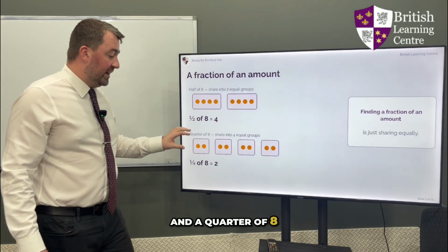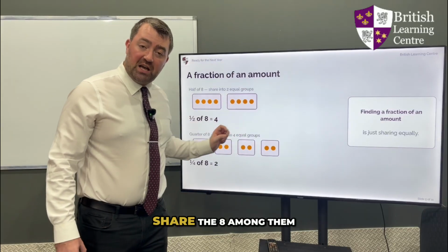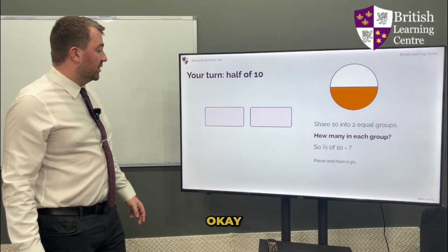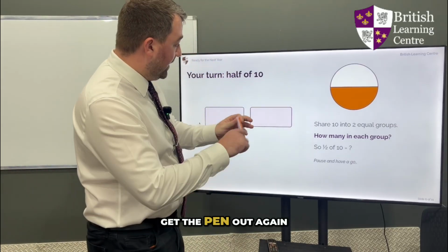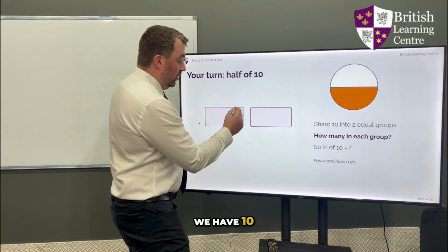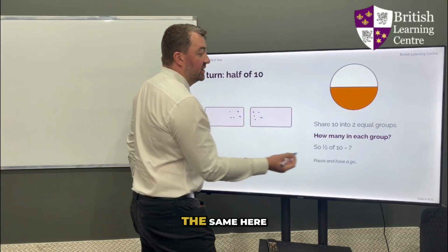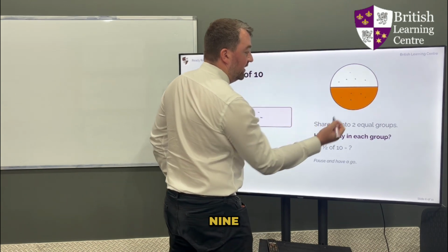And a quarter of 8. Now the children would be taught we have the 4 parts, share the 8 among them. You'll be left with the answer of 2, okay? Half of 10, okay. Get the pen out again. We have 10. 1, 2, 3, 4, 5, 6, 7, 8, 9, 10. The same here.